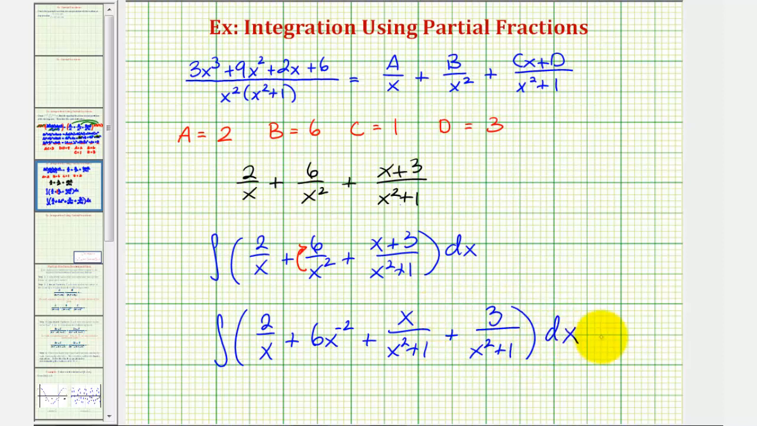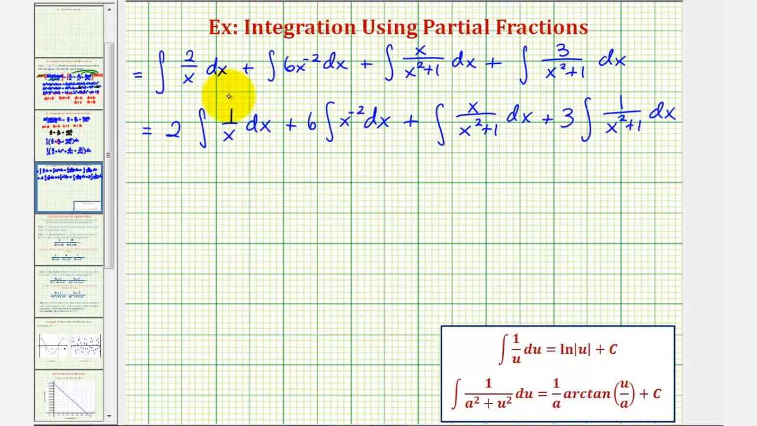Now we'll break this up into 4 separate integrals to find the antiderivative. To save a little bit of time, I wrote this as 4 separate integrals, and then notice how I factored out the 2 here, the 6 here, and the 3 here. Now we'll find our antiderivatives. So we'd have 2 times the integral of 1 over x is equal to natural log absolute value x.